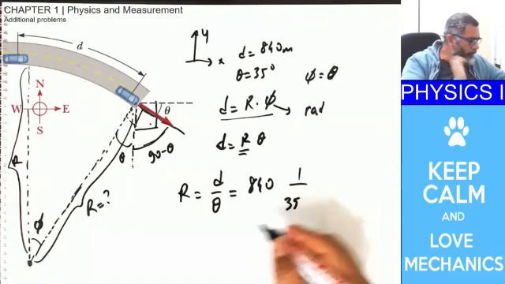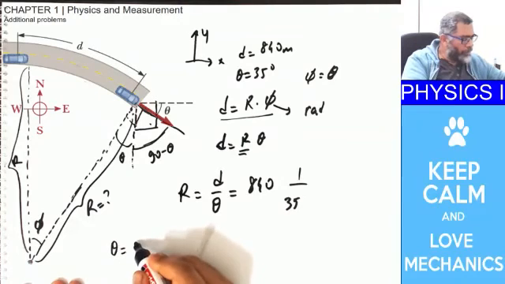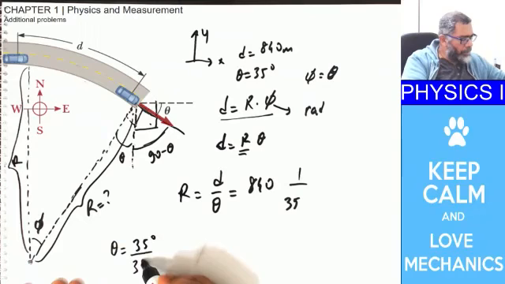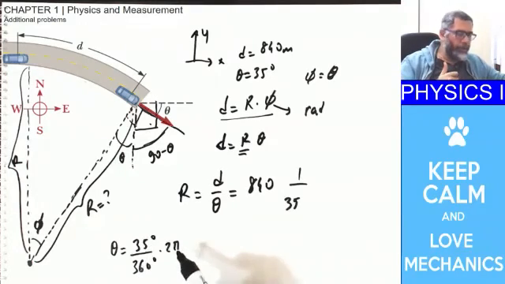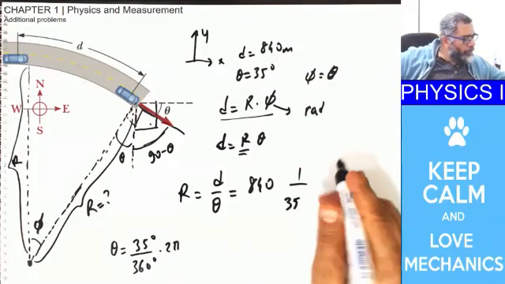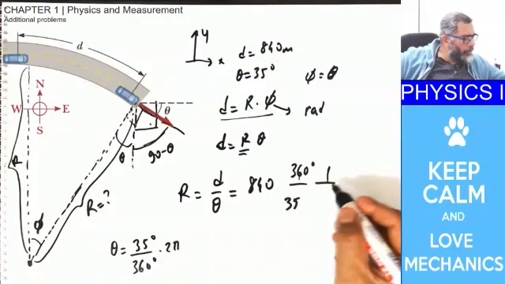35 degrees, let me do this conversion over here. Theta is equal to 35 degrees divided by 360 degrees, multiplied by 2 pi. Why? Because 2 pi radians is 360 degrees, and what is 35 degrees in terms of radians? This is the conversion equation, okay? So I put over here 360 degrees and 1 over 2 pi.